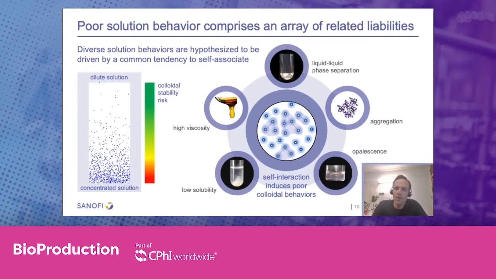And the hypothesis is that the molecules are interacting, and when they're driven into proximity at higher concentration, they're self-associating into networks or clusters that can resist flow under shear, or become unstable and phase separate, or even nucleate the processes that lead to irreversible aggregation. So it's essential to identify therapeutic molecules that are well behaved in order to avoid any of these complexities later on.